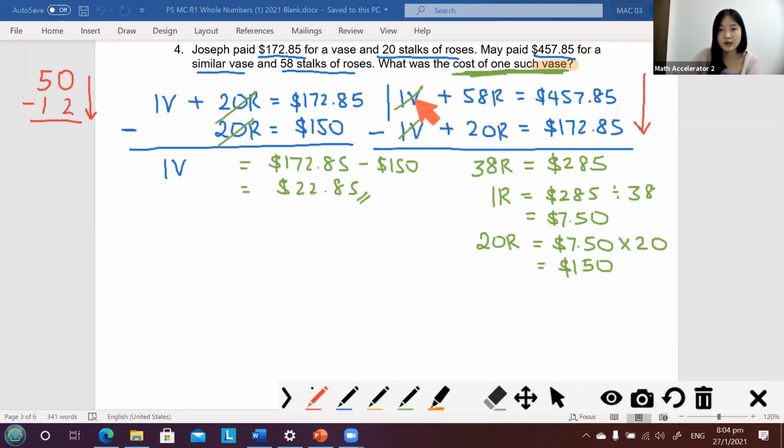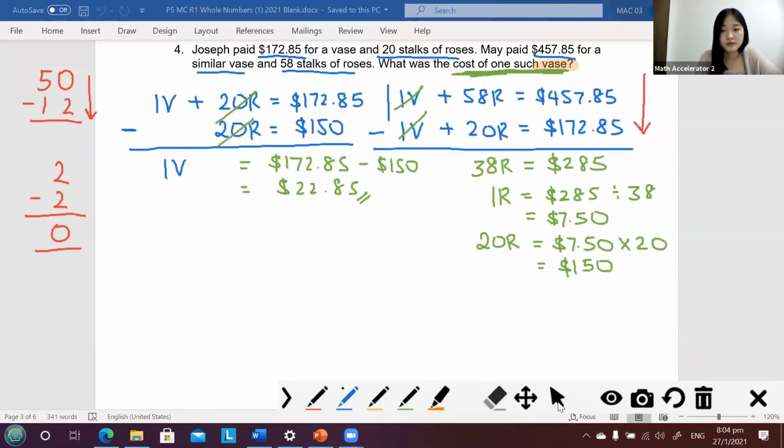So the first item, one vase minus one vase, no more. Cancel out. Then the next item is your roses, 58 roses minus 20 roses. Because it's 1 and 1, can you imagine what is 2 minus 2? 0. Right? Because it's the same. So it's the same concept. If you have the same item and the same number, one vase minus one vase, no more. 2 minus 2, 0. Okay, no more.